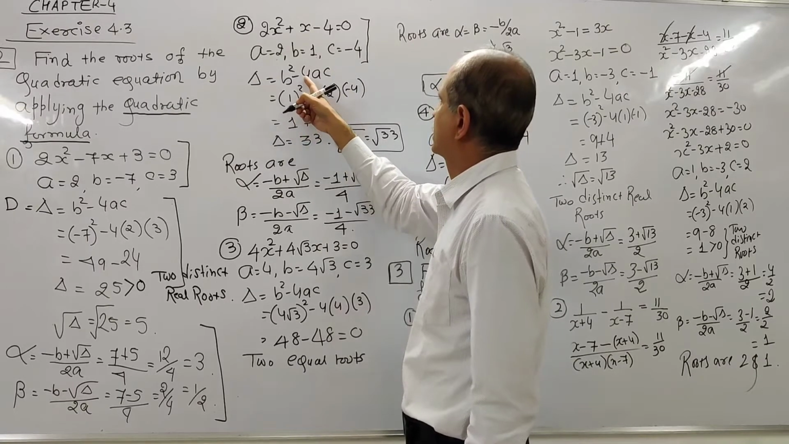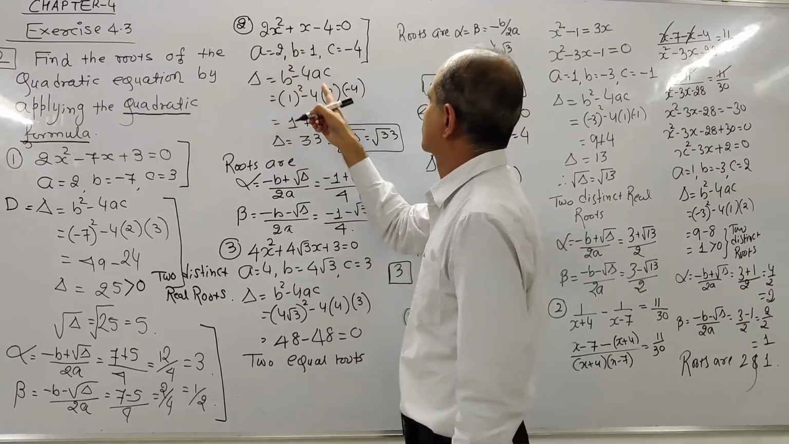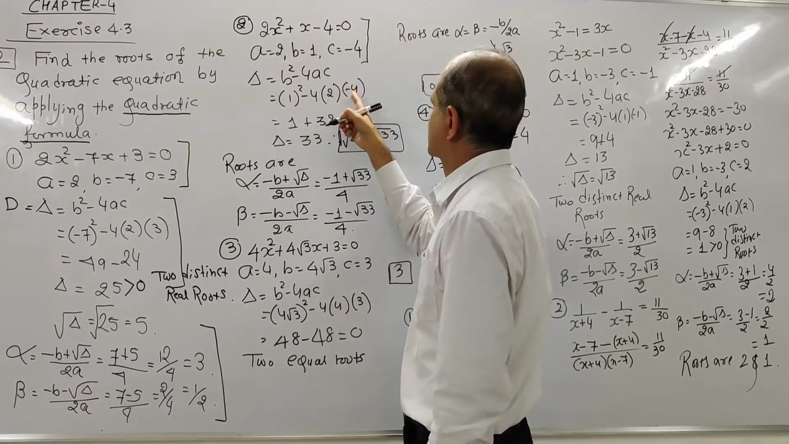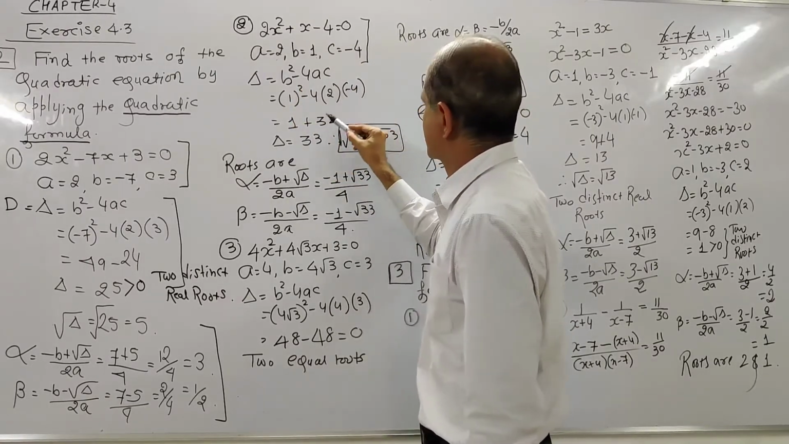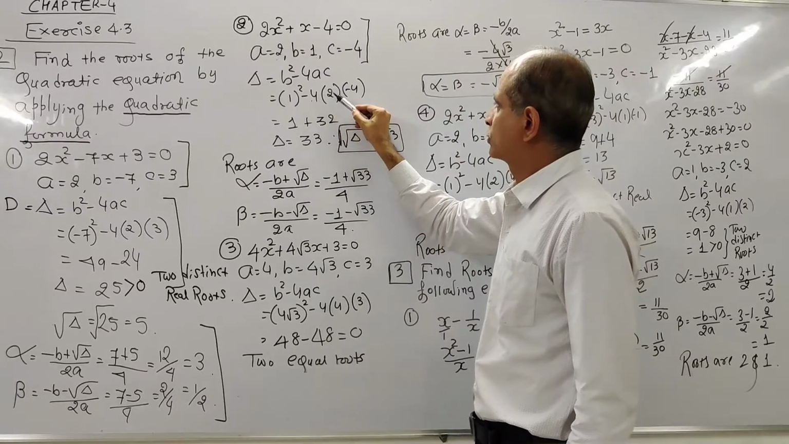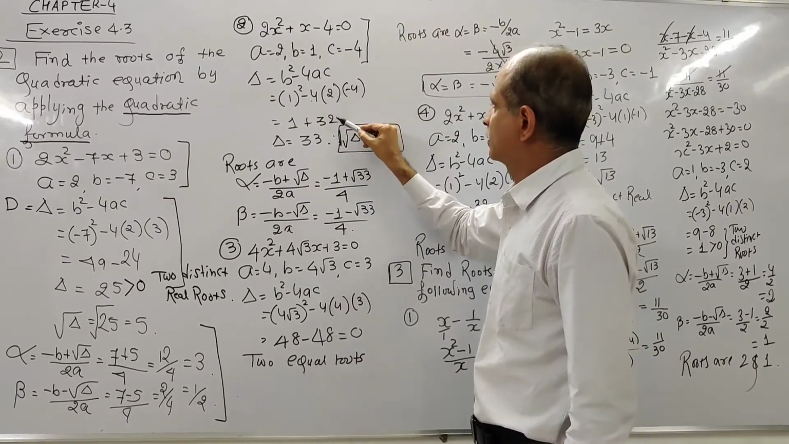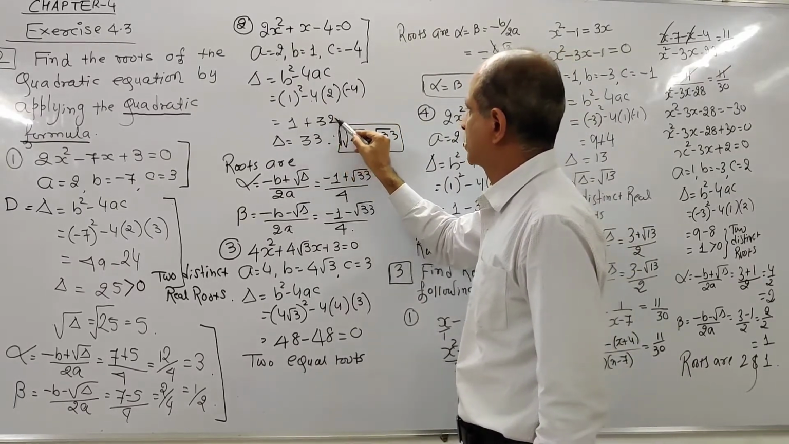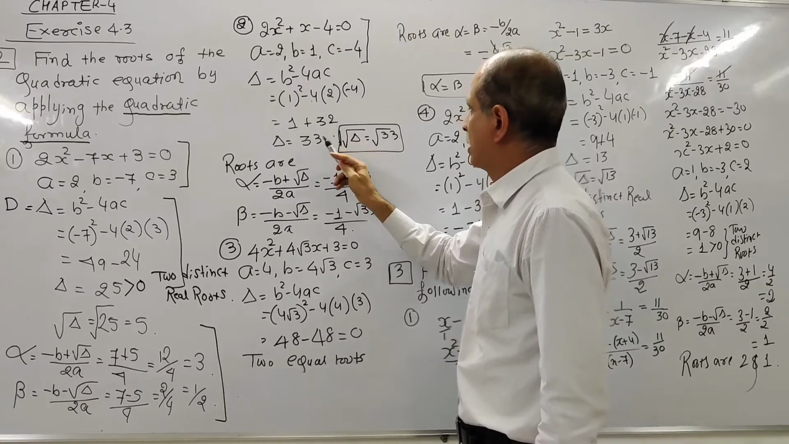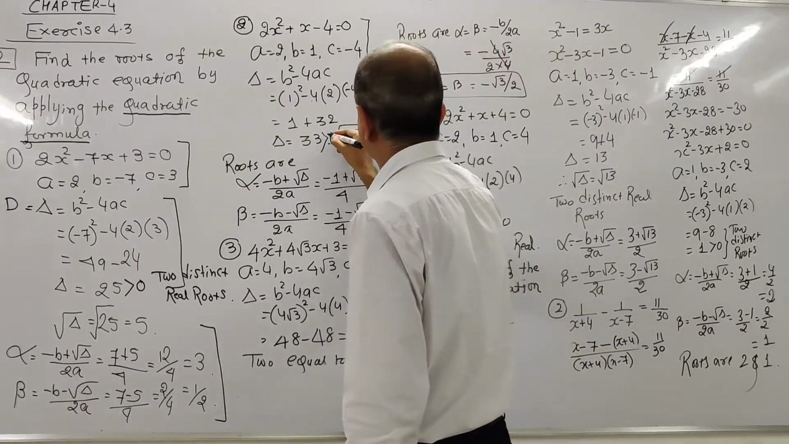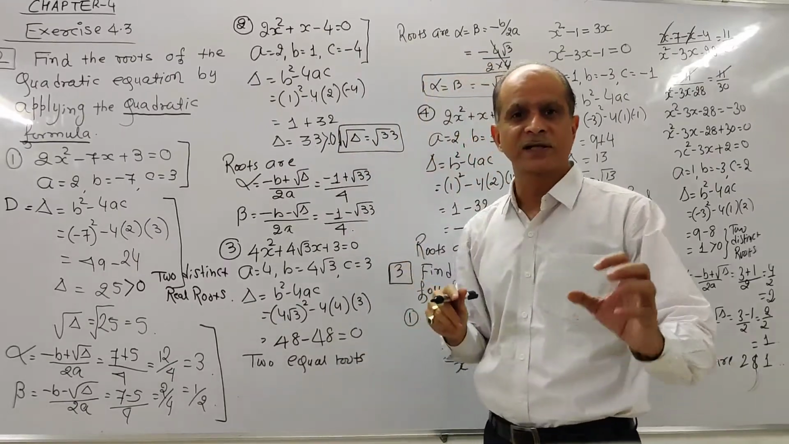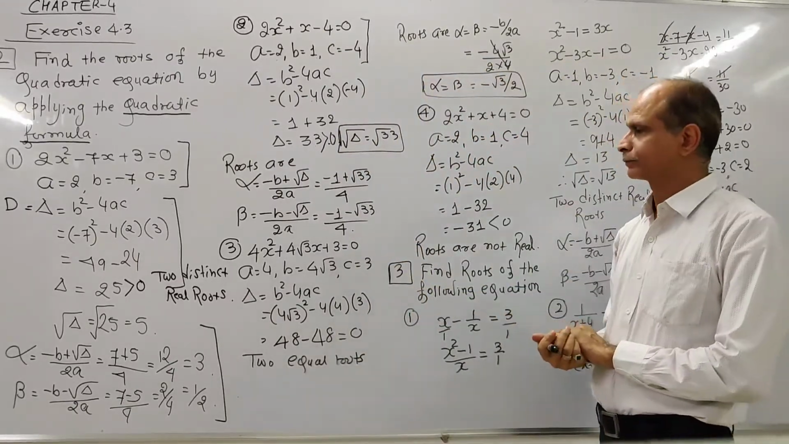So delta is equal to b square minus 4ac. 1 square minus 4, a means 2. C means again minus 4. 1 square means 1. Minus becomes plus. 4 twos are 8, 8 fours are 32. So 1 plus 32 is equal to 33. So the value of delta is equal to 33 and it is greater than 0. Means two distinct roots are there.